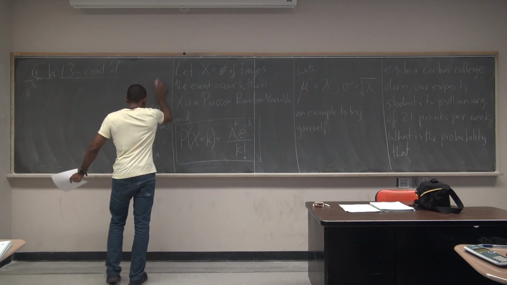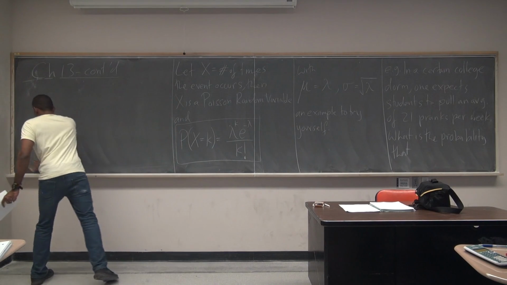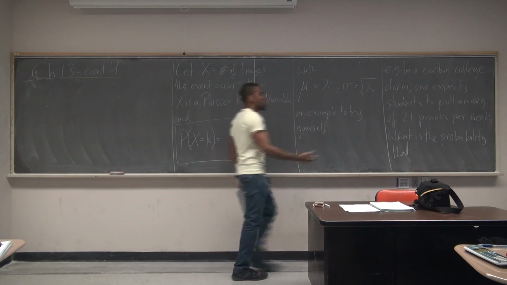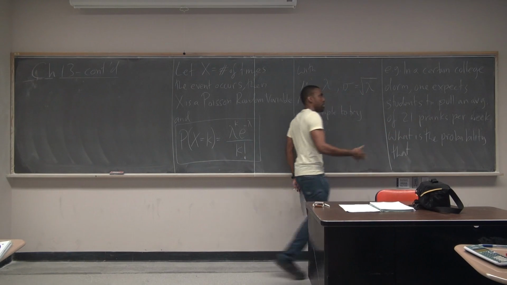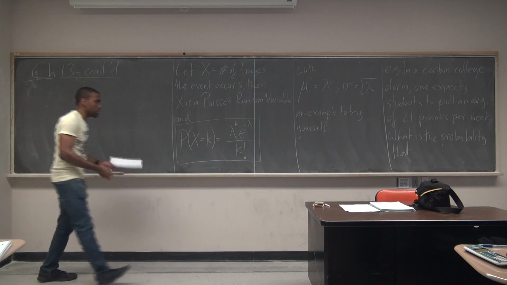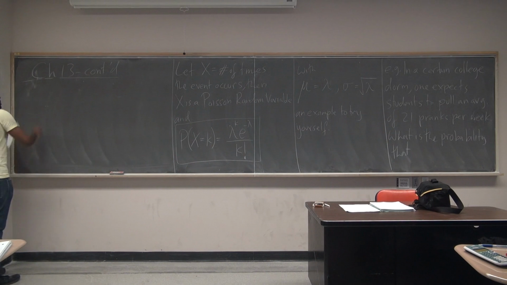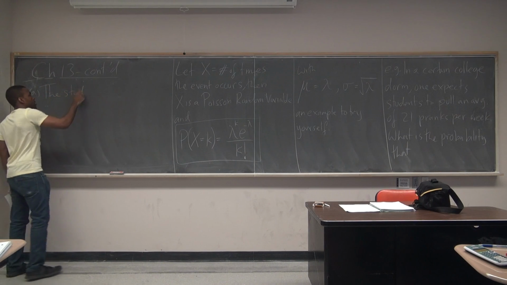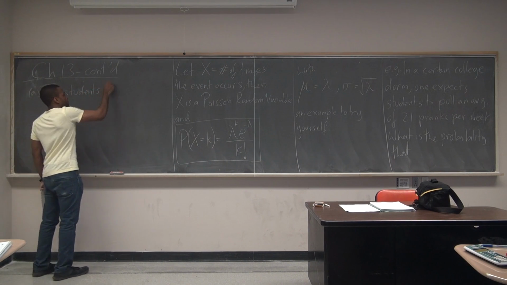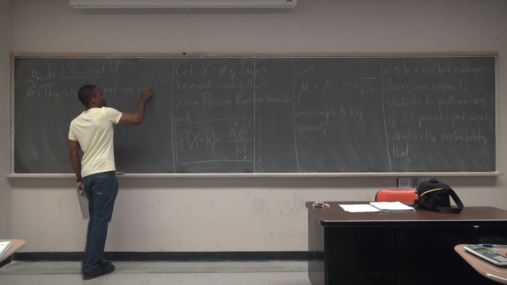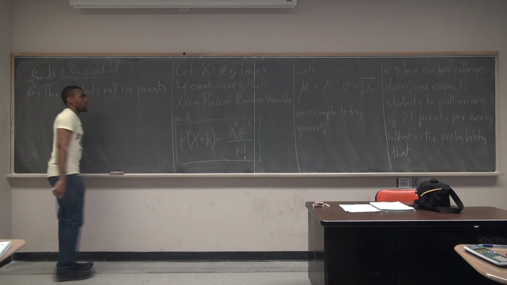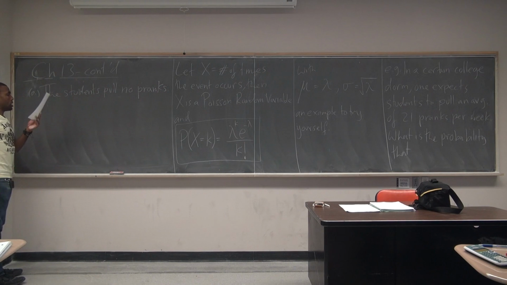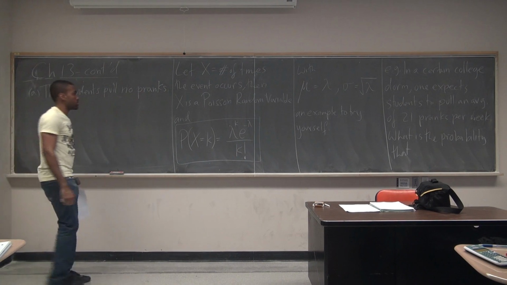Right, so this is a problem where you need to use a Poisson distribution. We'll start out by talking about a number of times you expect something to happen on average over some time interval or some other kind of interval, right? So now A, what is the probability that the students pull no pranks today? You mean this week or today? I mean today. 1 out of 7.